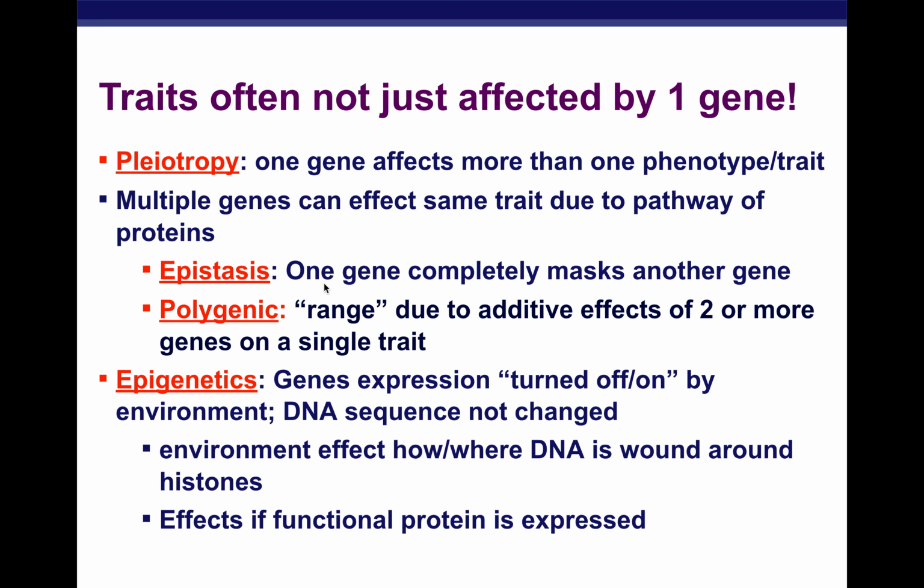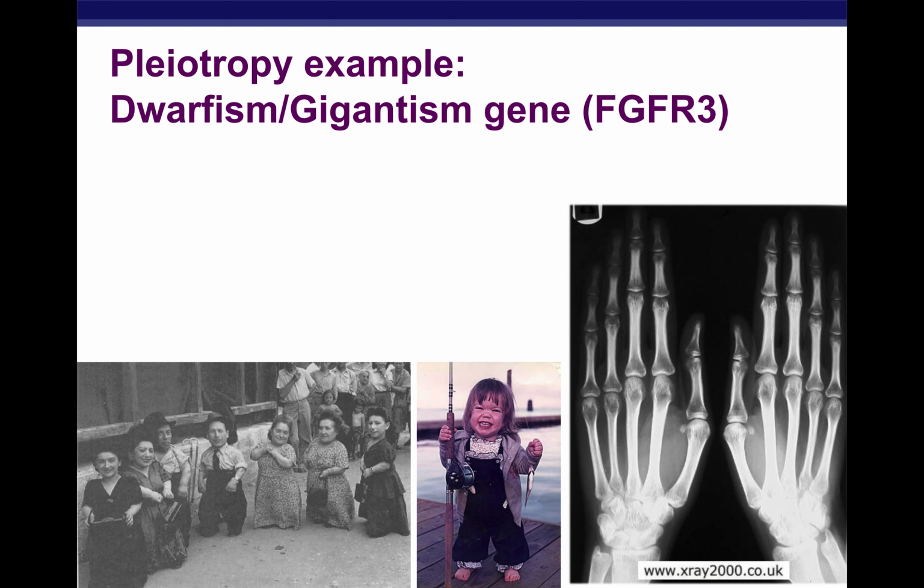So, for example, epistasis: one gene may completely mask another gene, and those two genes work together to show a trait or not show a trait. And then polygenic traits show a range of genes adding together to affect one trait. And then we have epigenetics, where your genes are not the only thing that affect your traits. The environment around you and how you live your life affects your traits. So here are examples of each just so you get a better idea of it.